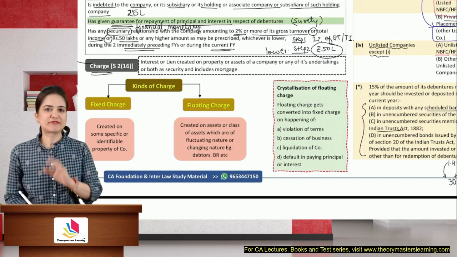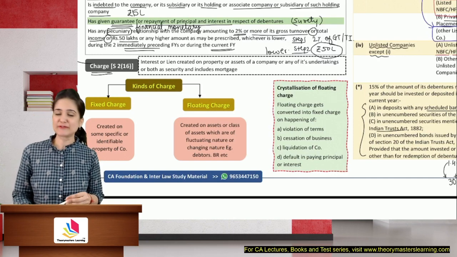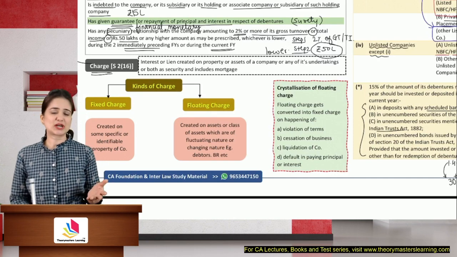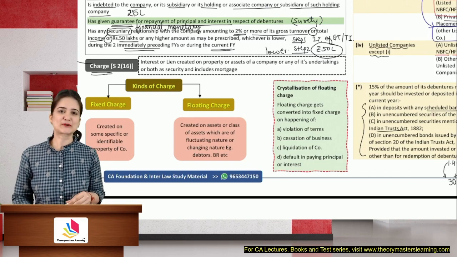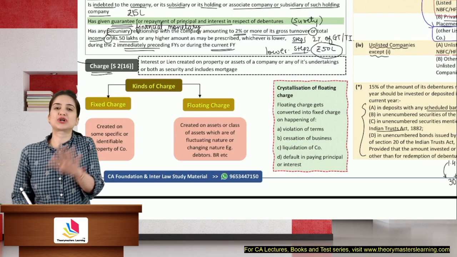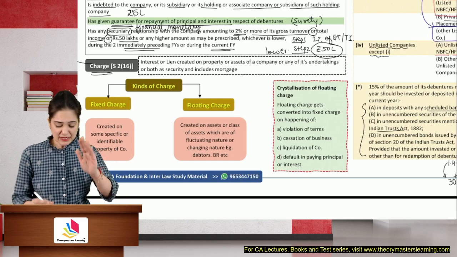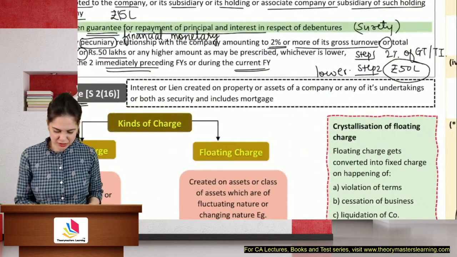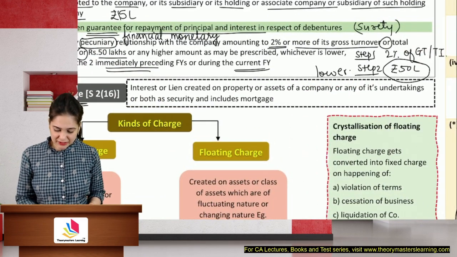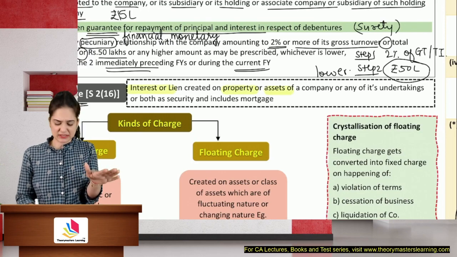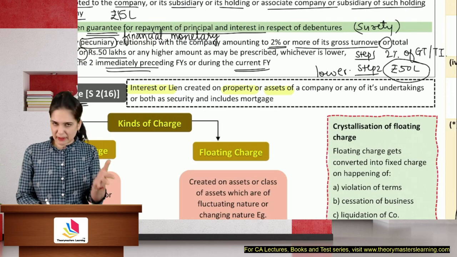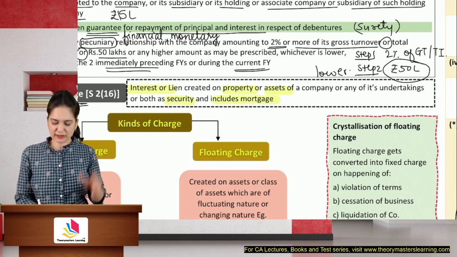Charge was not defined in the Companies Act 1956. Did you know that charge was defined for the first time in Companies Act 2013? Earlier, they would only say charge includes mortgage. Now, they have a proper definition of charge: interest or lien, which is created on property or assets of the company or any of its undertaking, or maybe both, as security, and it includes mortgage.